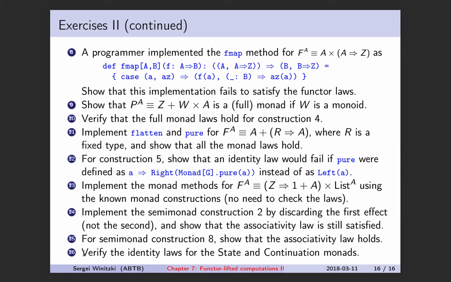And finally, in the last exercise, you should revisit the standard monads, the state and the continuation monads, from the first parts of the tutorial. We have verified the associativity laws for them, but not the identity laws. So this exercise is to verify the identity laws for them.